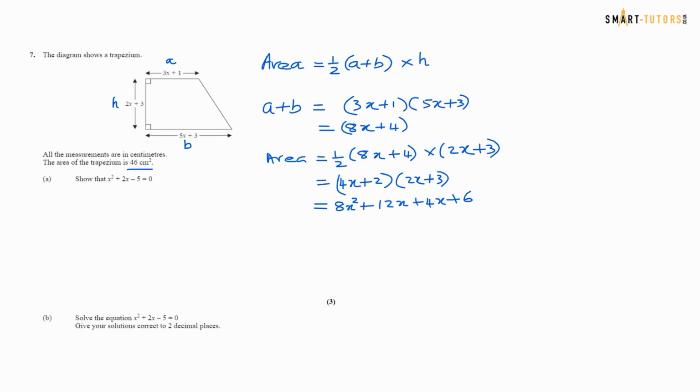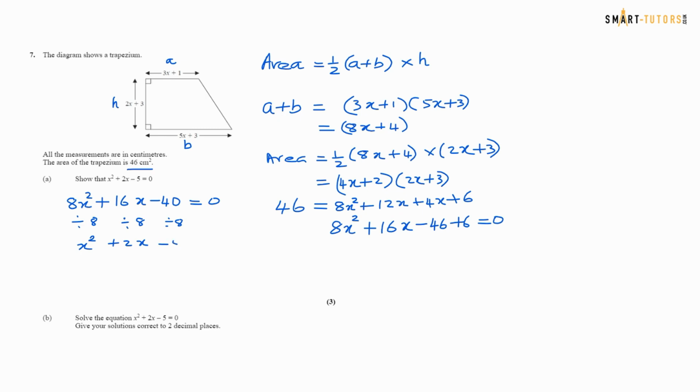The area is given here, 46. So I'm rearranging all the equation to one side. 8x squared plus 16x minus 46 plus 6 equals 0. So I'll get 8x squared plus 16x minus 40 equals 0. So I'm going to divide by 8 all over. So x squared plus 2x minus 5 equals 0. That is the equation they ask you to show. You got 3 marks for that.